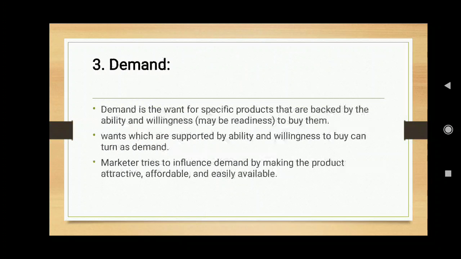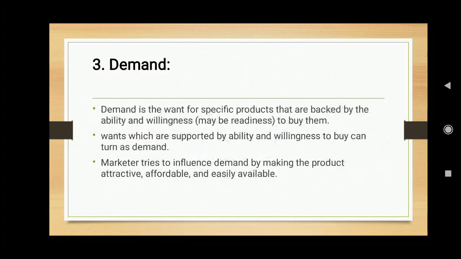Then the next concept of marketing is demand. As I told earlier, when wants are backed by the capacity to buy, it can be defined as demand. So demand is the want for a specific product. A specific product in the sense that I want chapati. Then I have money to buy the chapati, then it is called demand. Then demand for chapati is being increased. So demand is the want for specific products that are backed by the ability and willingness to buy them.